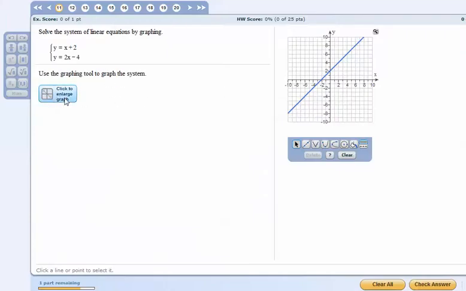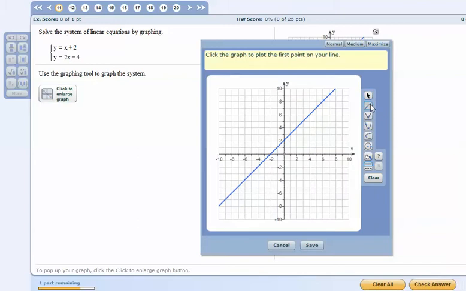So back to our graph, we'll pick the line tool, plot 0, negative 4. That's the y-intercept. And then we're going to use the slope 2 to get a second point. So 2 we wrote as 2 over 1. So that says to rise 2 units and then run positive 1 unit. So we're going to go up 2 and to the right 1. So there we have our graph for the second equation, y equals 2x minus 4.